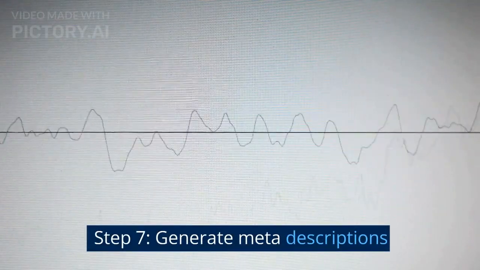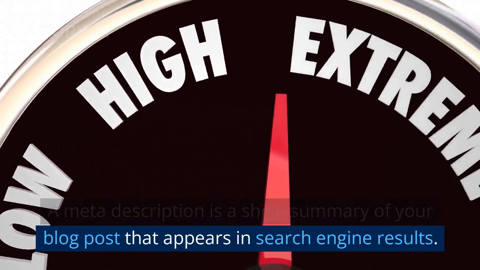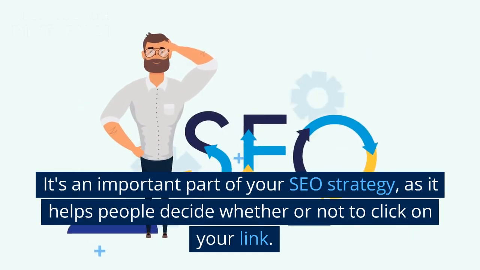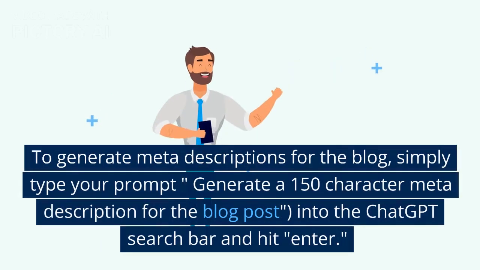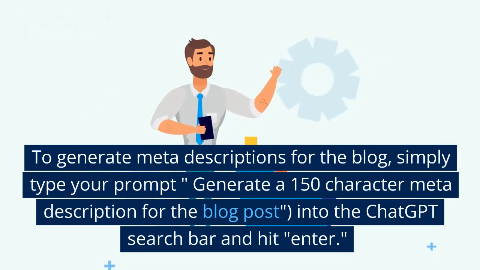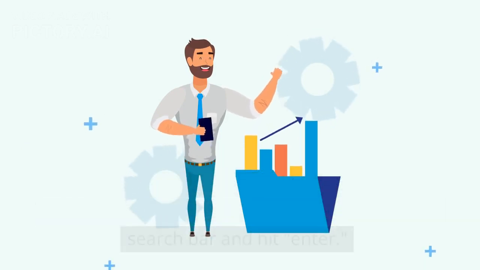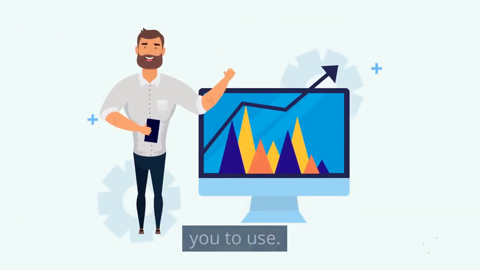Step 7. Generate meta descriptions. A meta description is a short summary of your blog post that appears in search engine results. It's an important part of your SEO strategy, as it helps people decide whether or not to click on your link. To generate meta descriptions for the blog, simply type your prompt "generate a 150-character meta description for the blog post" into the ChatGPT search bar and hit enter. ChatGPT will then generate a meta description for you to use.